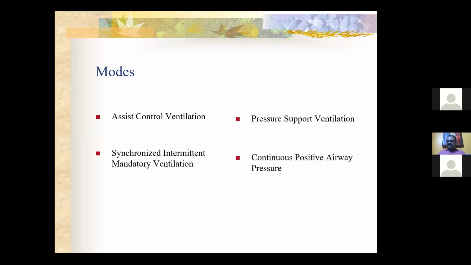Then CPAP, maybe in cases like obstructive sleep apnea, we might be using. So these are the usual modes. What we use is assist control ventilation and pressure support ventilation. So two main modes we are going to use, and CPAP also. SIMV only in the case of a post-operative patient or something. So even though there are a lot of modes, these are the four modes that we're usually going to use.